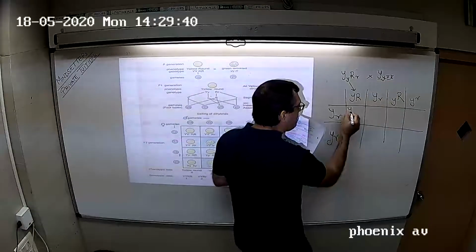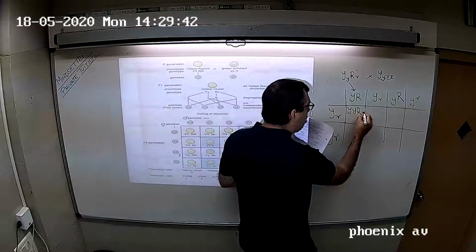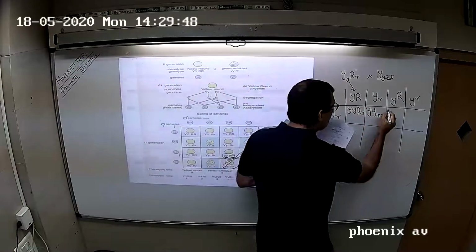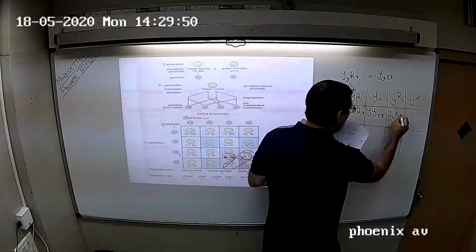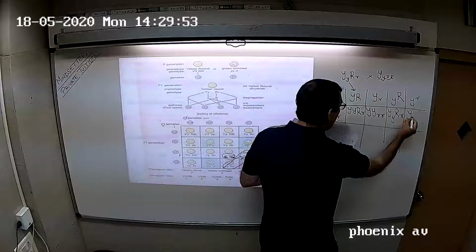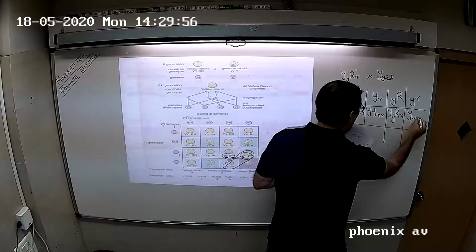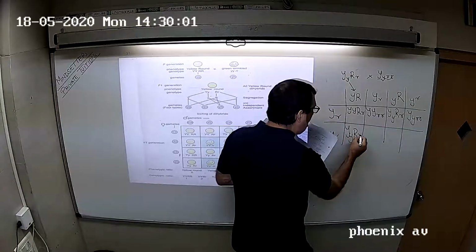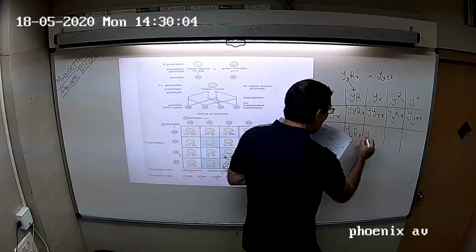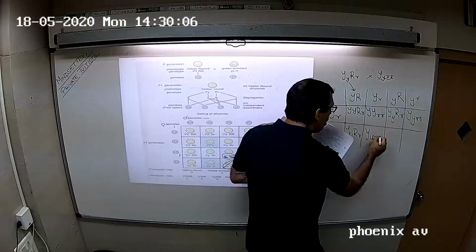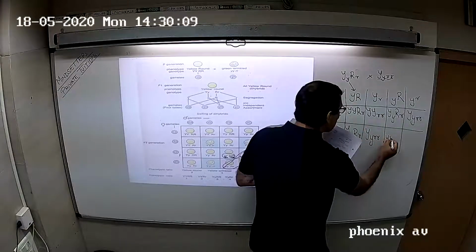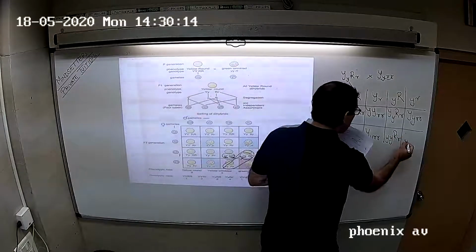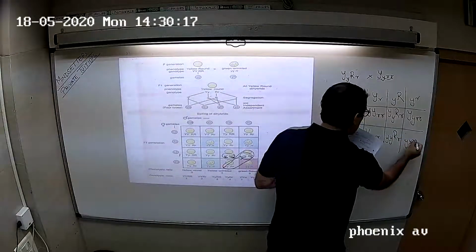Now, what will this become? Capital Y, capital R, small r. What will this become? Capital Y, small r, small r. And so on for the next combinations. What will this become? Small y, capital R, small r. What will this become? Small y, small r, small r.